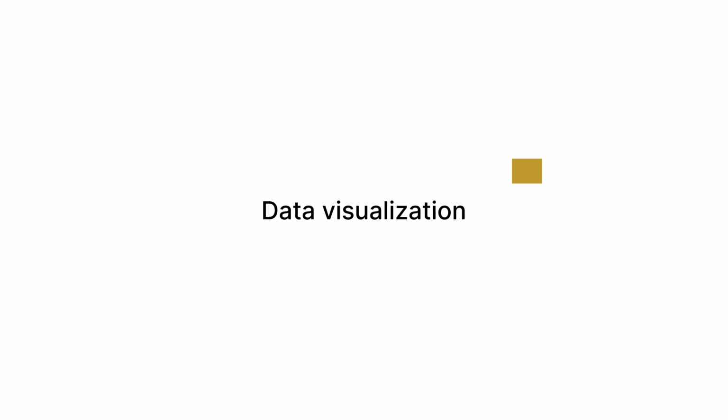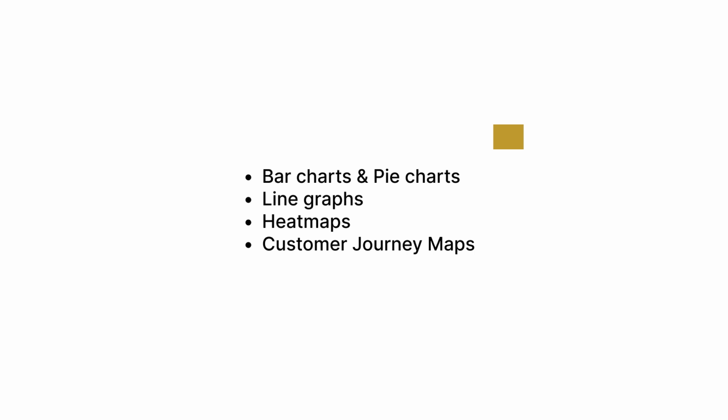Here are some great ways to visualize your data. You can use bar charts and pie charts. For example, bar charts and pie charts are used for comparing categories like top selling products. You can also use line graphs, for example, for trends over time, like sales growth per month. You can also use heat maps. Heat maps are for website activity, like where users click the most.